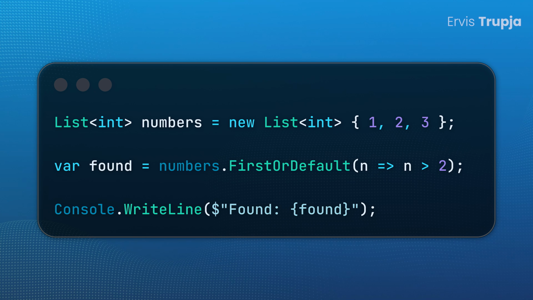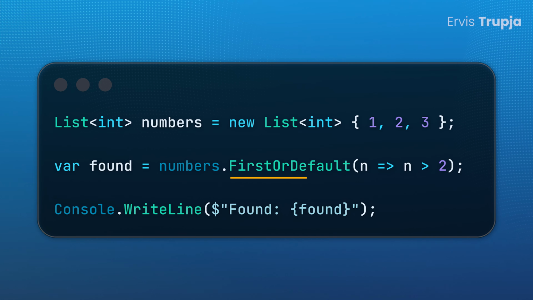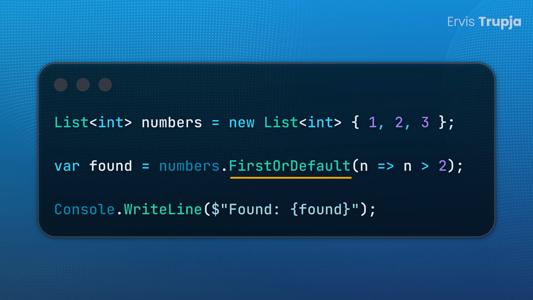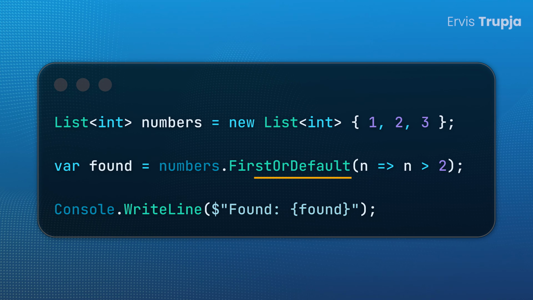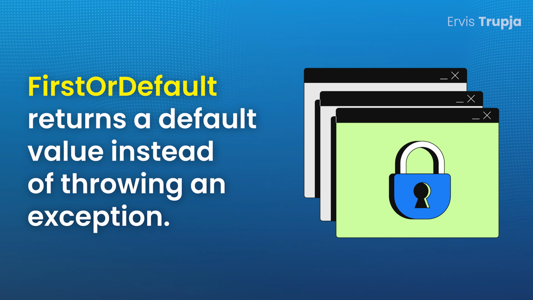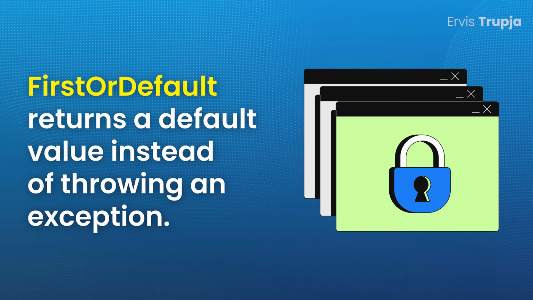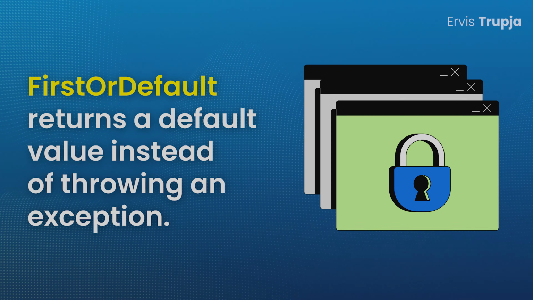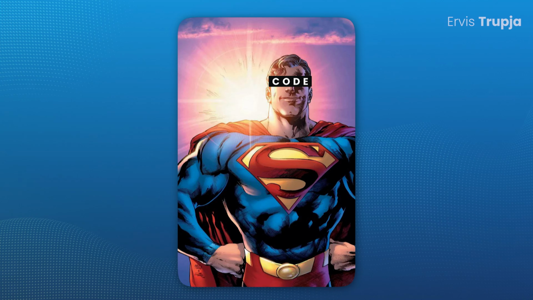With LINQ, you can search in a clean, expressive way using different methods like FirstOrDefault, Single, or Where methods. FirstOrDefault is safer because it returns null or a default value instead of throwing an exception when nothing is found, making your code more robust.